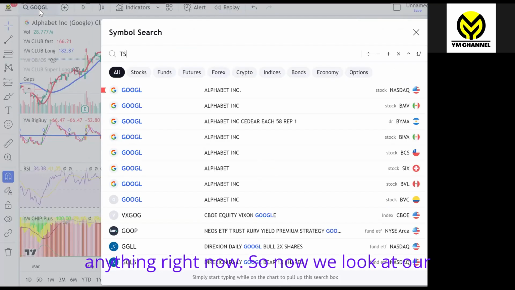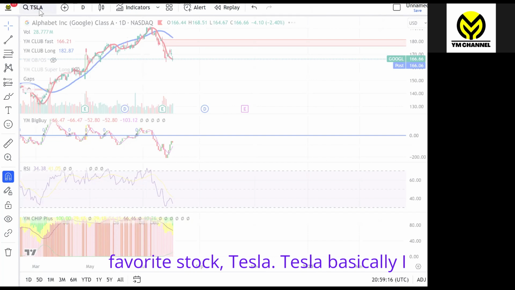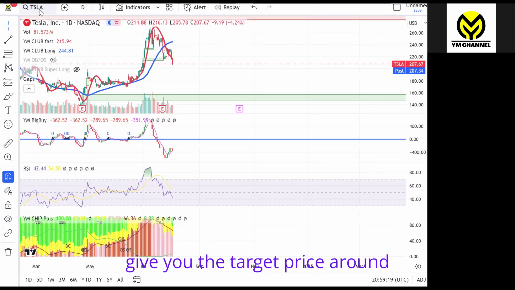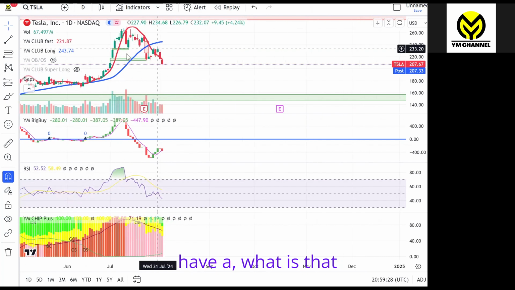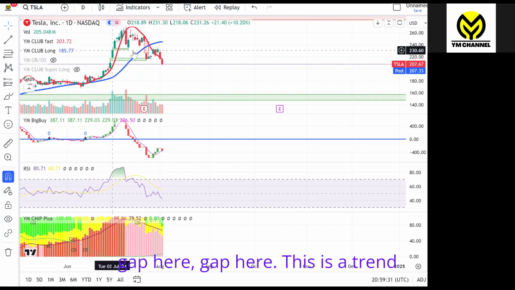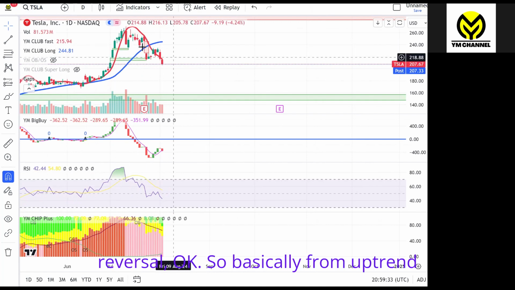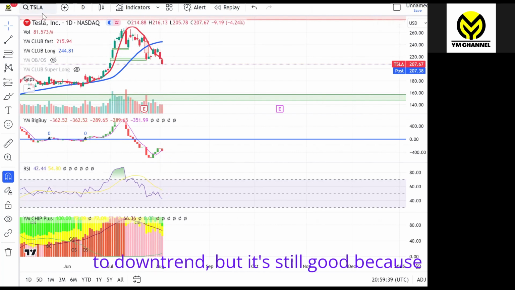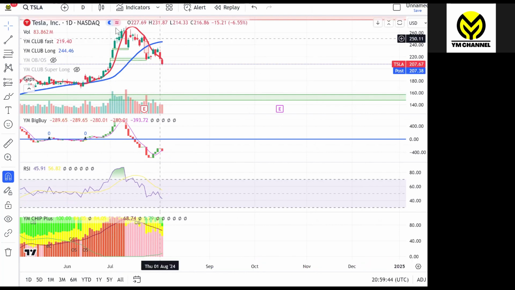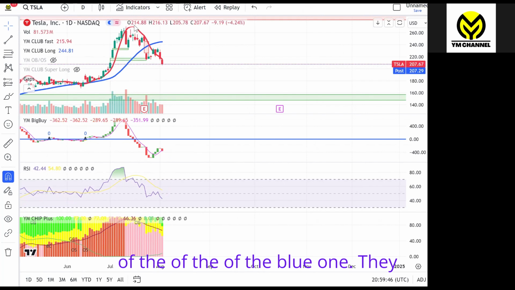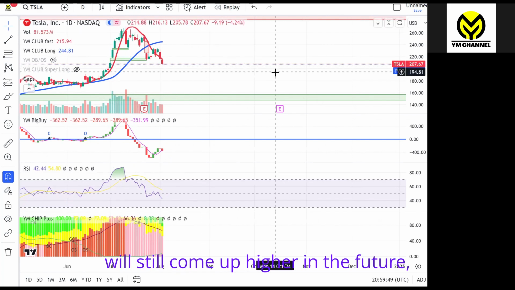So now we look at our favorite stock, Tesla. Tesla, basically, I give you the target price around 260. Many times I tell you, good to reduce right now. And if you look at Tesla, basically you have a gap here, gap here. This is a trend reversal. Basically from uptrend to downtrend, but it's still good, because if you hold Tesla, I would say if you're a long-term investor, this is not the end of the bull run. They will still come up higher in the future.